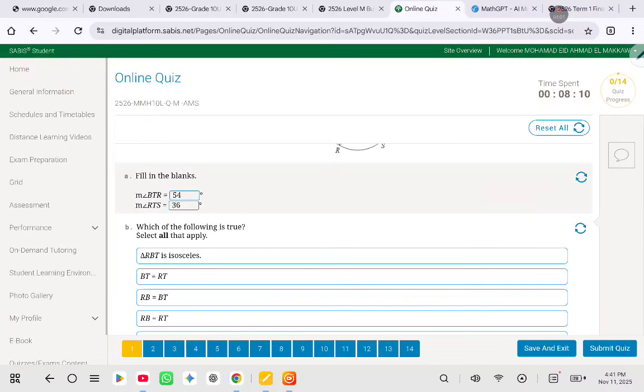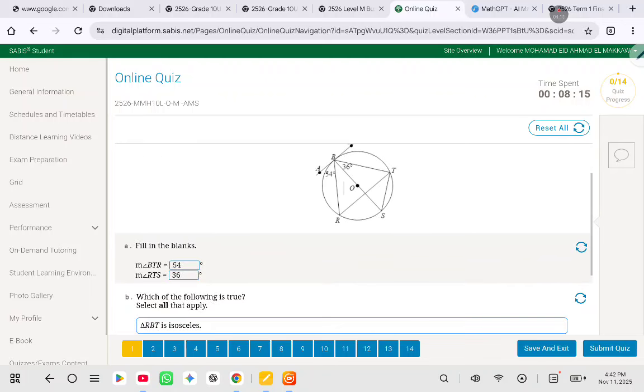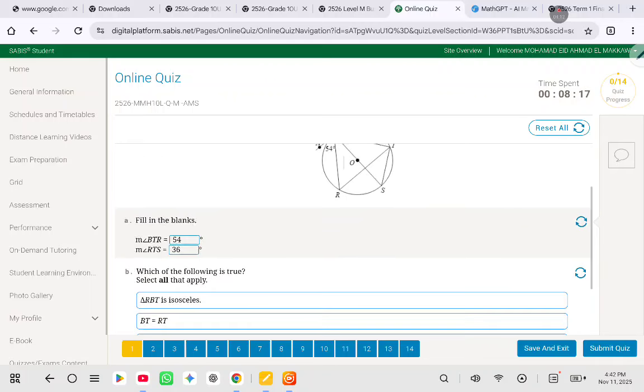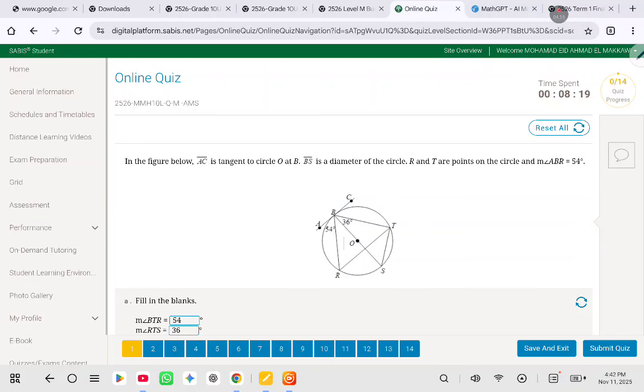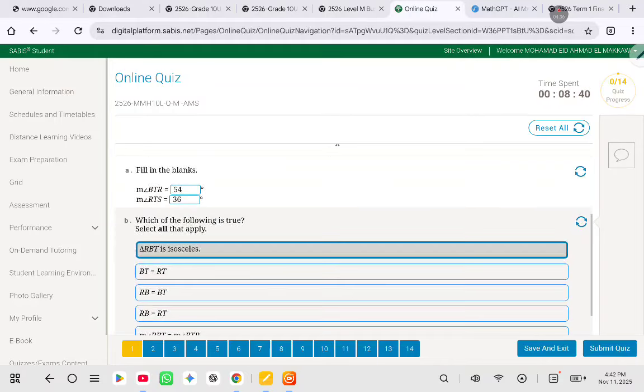Which of the following is true? RBT is isosceles. It is, right? Because the angles are equal. Like look, this is also 36 because this is 90 because it's a tangent line, which means this is also 54, which means this is also a right triangle, which means this and this are equal, so this is also 54. So yes, it is isosceles.